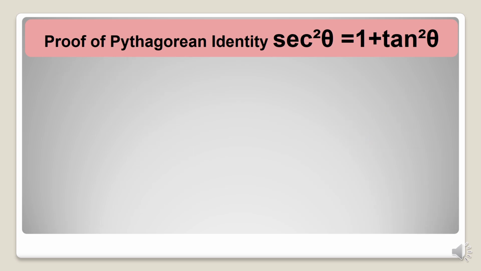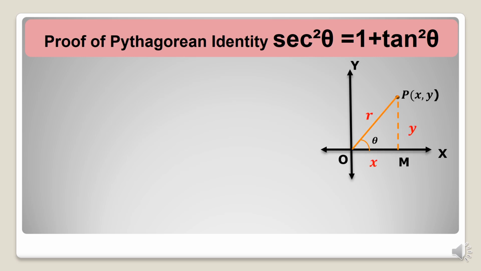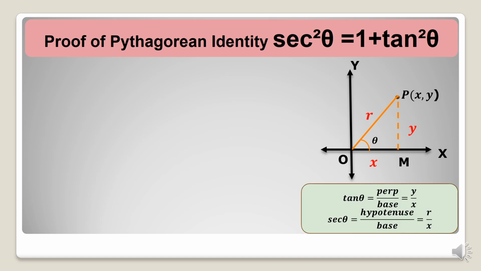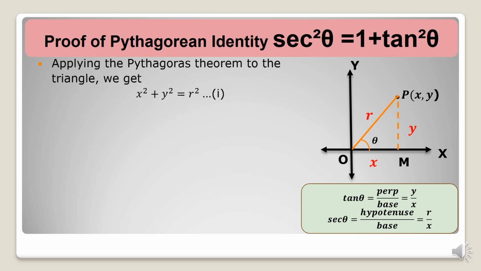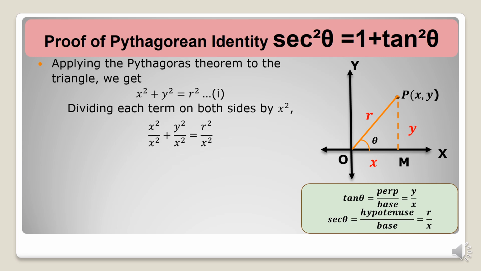Now, the second identity is secant square theta equal to 1 plus tan square theta. As we have by Pythagoras rule, r square is equal to x square plus y square, that is perpendicular square plus base square. Now we will divide both sides by x square. If you divide each term by x square, x square will be cancelled with x square, y over x whole square, and r over x whole square.